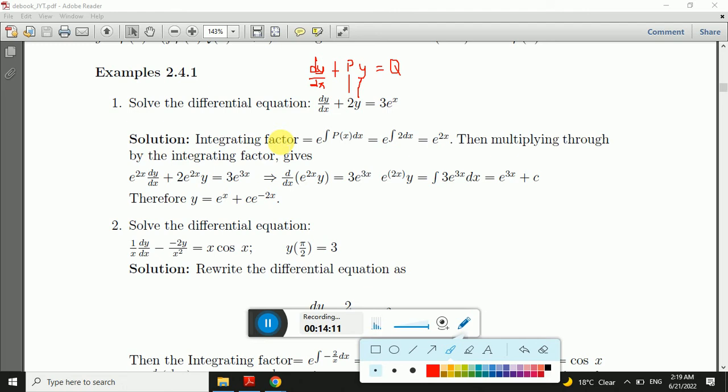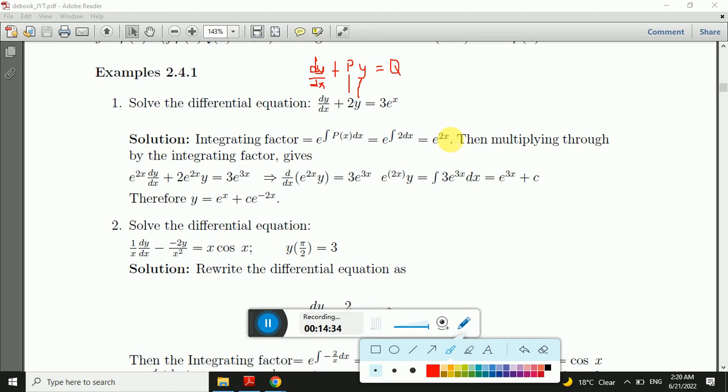So that means the integrating factor will be equal to e to the power of the integral of 2 dx. Okay, so this will be the same as e to the power of... what do you get when you integrate 2 with respect to x? You get 2x. Okay, so that is the integrating factor.